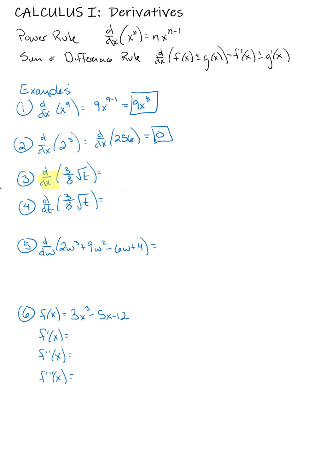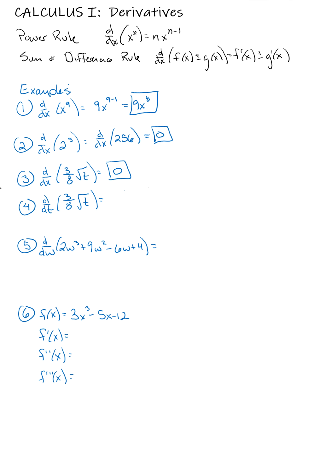All right, how about example 3 here? We've got d dx of 3/8 times the square root of t. I noticed something: I'm taking the derivative with respect to x, but I only have a t over there. Again, that means I'm not taking the derivative of a variable. T, in this situation, would be constant with respect to x. I don't have any x's. If I take the derivative with respect to x and I don't have any x's, then I treat it like a constant. So again, that gives me a 0. Just taking the derivative of a constant. Again, tricky. Watch those.